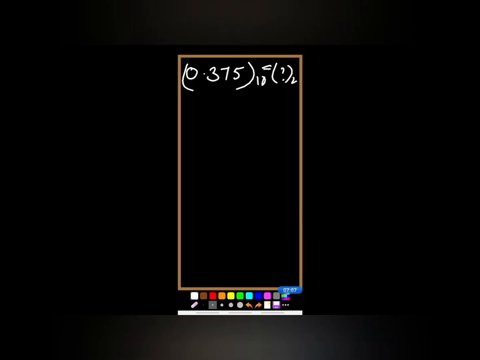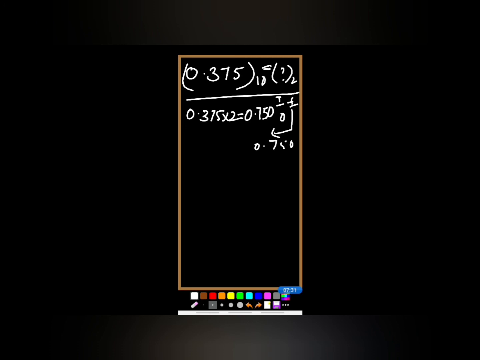So let us see with the help of an example. Here I am taking 0.375 to find out the binary equivalent. So first what will be the step? Multiplied by 2. 0.375 is my fractional part. Then I have to multiply with 2. So I'll get 0.750. Here I'll get the integer part, which one? 0, and the fractional part 0.750.